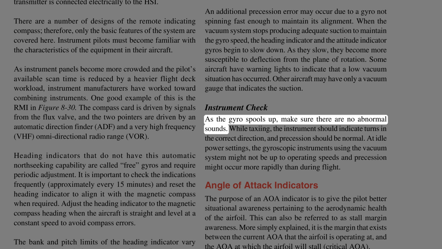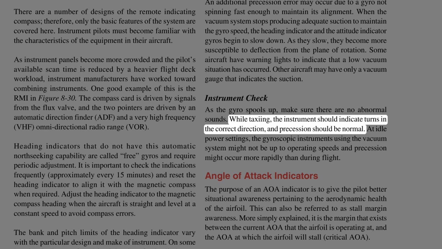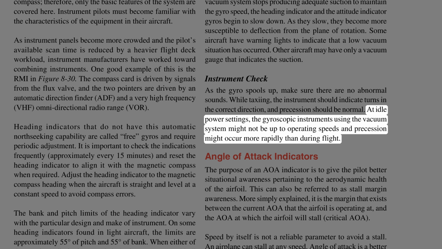Instrument check. As the gyro spools up, make sure there are no abnormal sounds. While taxiing, the instrument should indicate turns in the correct direction, and precession should be normal. At idle power settings, the gyroscopic instruments using the vacuum system might not be up to operating speeds and precession might occur more rapidly than during flight.